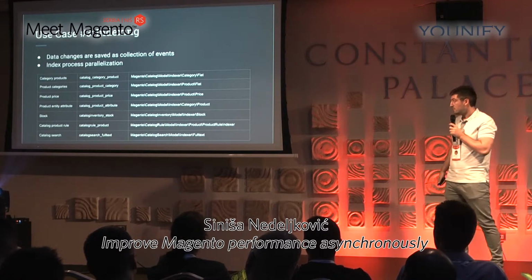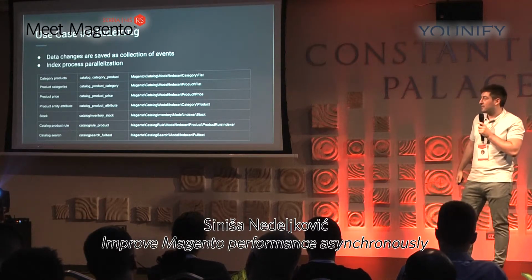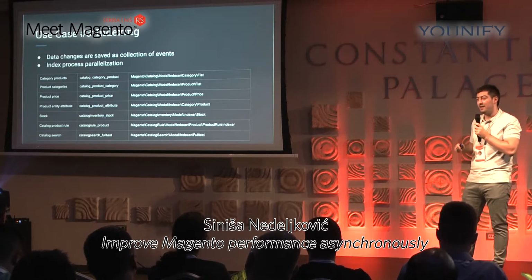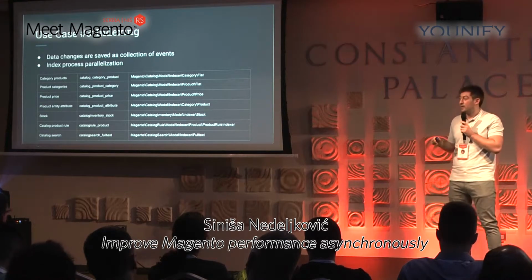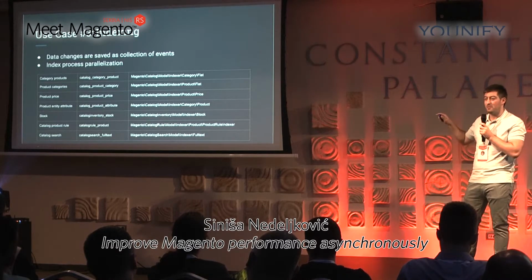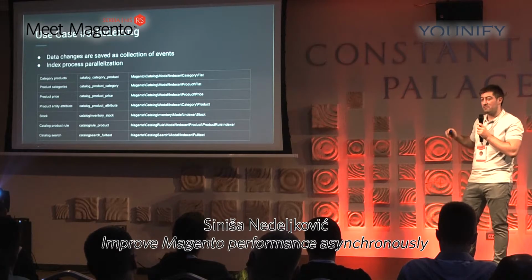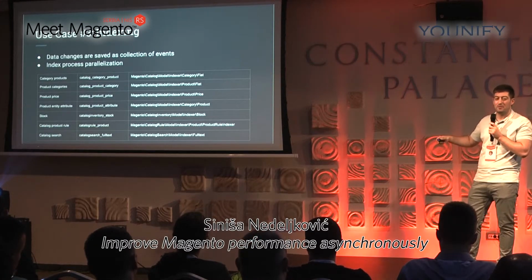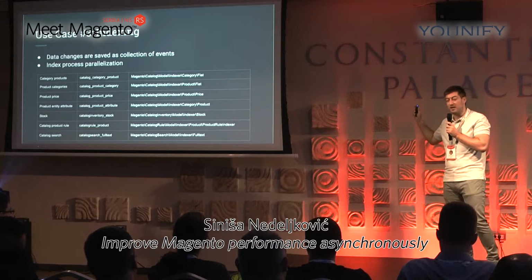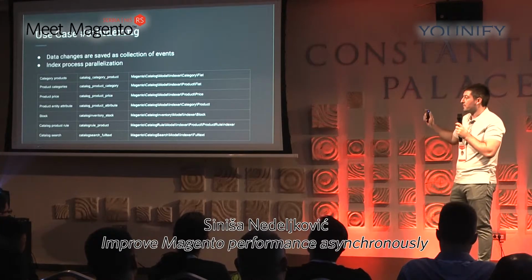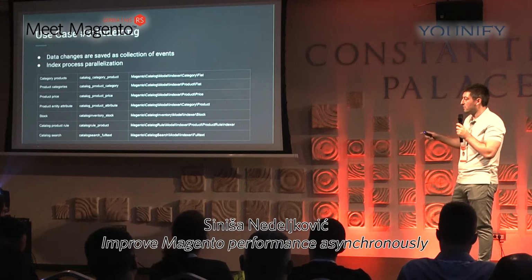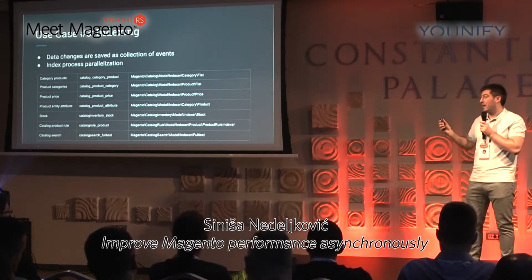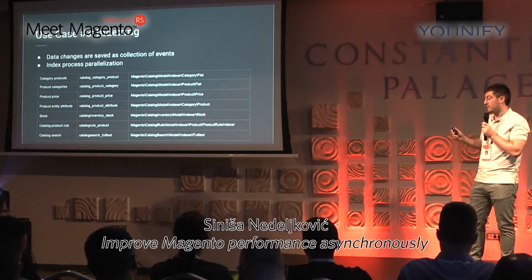Indexing. Indexing is a good example, because when you make some change to the product, it's saved in a table in the database as a kind of event. So, for example, if you change the name, it will say, okay, name is changed, etc. And then when you run some of the indexing processes, it will take those events and update our indexes.